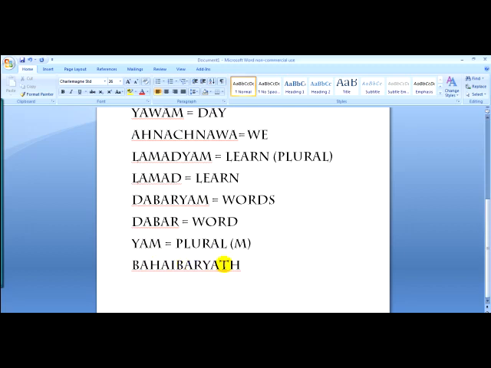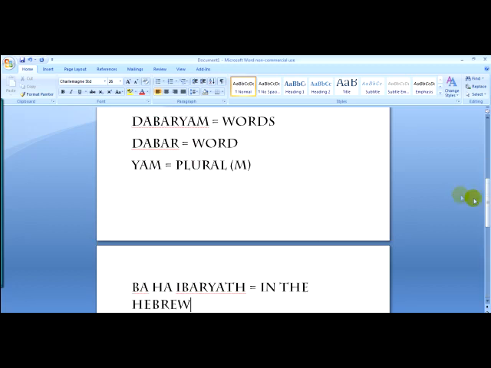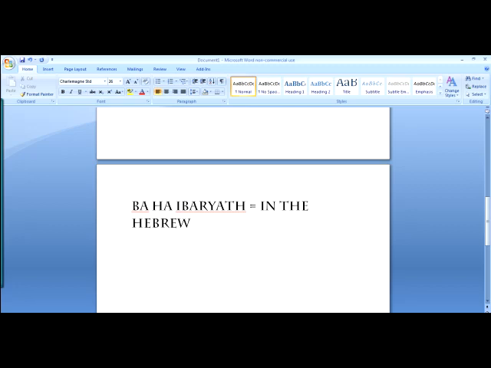Then you've got the word Ba Ha I Baryath. Remember, this is three separate words, but when you write it out, you just write it all together. If you want to separate them, that's fine, just so you can get the idea of how to read it and how to separate each word. We're going to go into a few things today, but this is one of the main things. Ba Ha I Baryath is in the Hebrew. The letter ba at the beginning of a word is in, the letter ha at the beginning of a word is the, and then you have the word I Baryath, which is Hebrew.